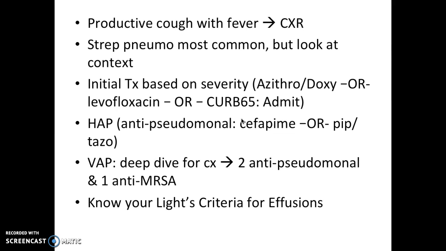Or if they match the CURB-65 criteria, you're going to admit them. When you admit them, beware of hospital-acquired pneumonia because this is going to be more of your E. coli, anti-pseudomonal types. So anti-pseudomonal, you cover with cefepime or piptazo. Now, flip side, if it's a sick patient that's been ventilated, you really want to get in and deep dive their bronchial secretions for the culture because these patients are going to be the ones with the new fever, purulent secretions, a new finding on x-ray. So you want to give them 2 anti-pseudomonals and 1 anti-MRSA. And again, know and love your Light's criteria for effusions.